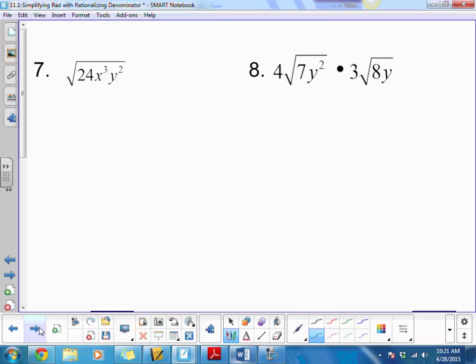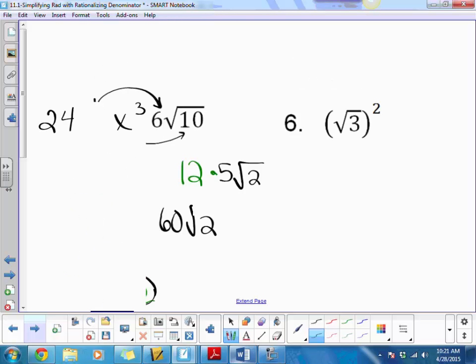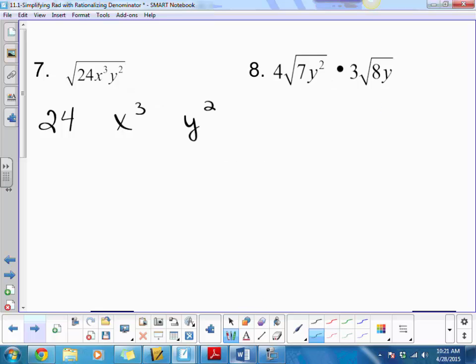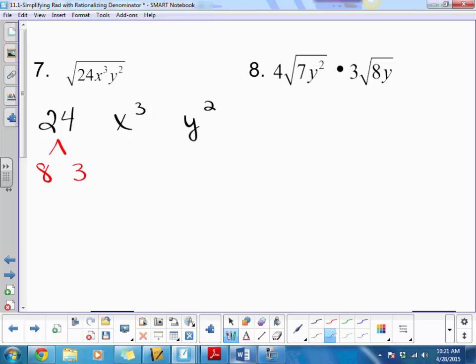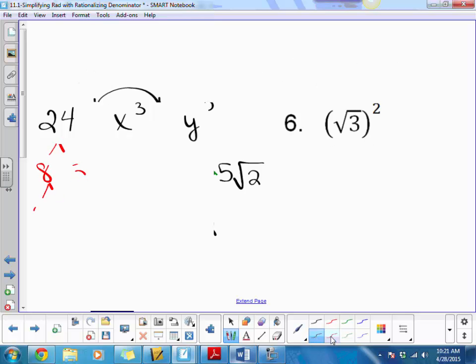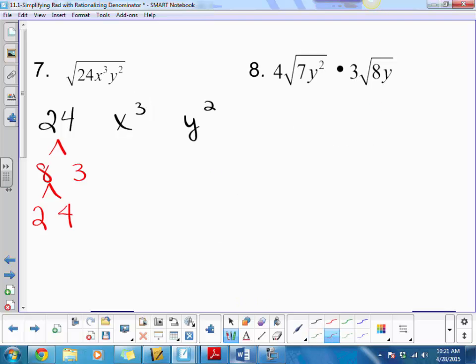I have the square root of 24x cubed y squared. So I'm going to use the factor tree method for all of these. So let's do factors of 24. Let's see, that's 8 and 3. Factors of 8, that's 2 times 4. Factors of 4, 2 times 2. Again, I'm going to underline my primes right here.